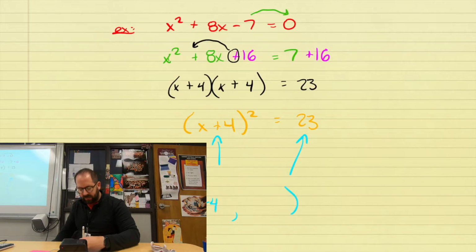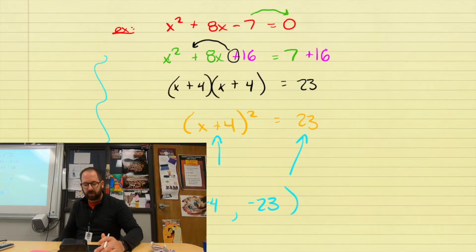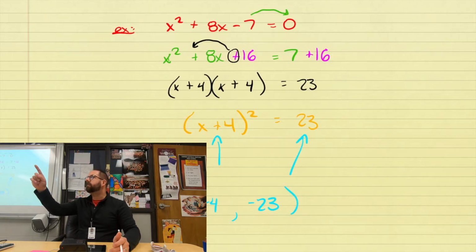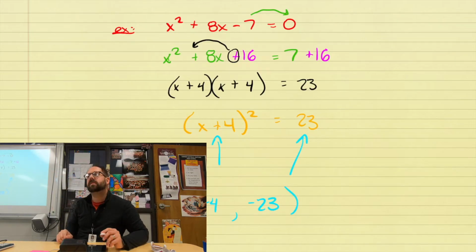Yep, -4 and -23. That's the coordinate for the max and min. Now, I want to see that on your homework. I want to see this work that you're doing here, right? I want to see all that work, but I also want to know if it's a max or min. So you have to tell me if it's a max or min.